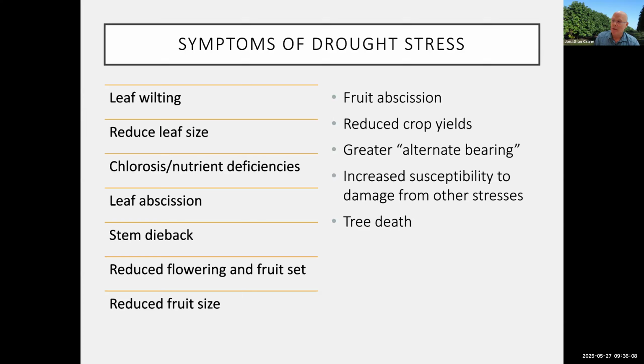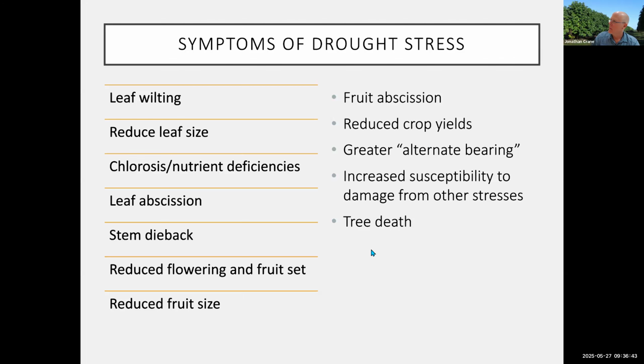So a critical time to be paying attention to the weather and your trees is during flowering and fruit set and fruit development. Because if they're drought stressed, they may have reduced flowering, reduced fruit set, and reduced fruit size. You can also end up with fruit abscission. Of course, that results in reduced crop yields and increased susceptibility to damage from other stresses. So if you have drought stress, and then in the winter you get exposed to freezing stress, that's an added problem.